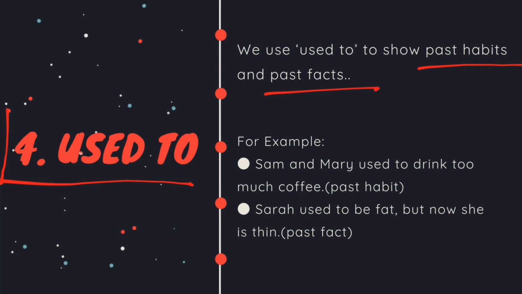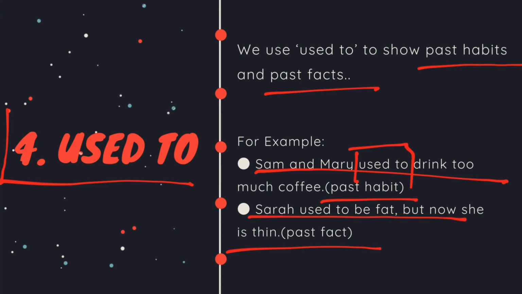Sam and Mary used to drink too much coffee, past habit. So here it is shown a habit, but it is about past, right? It is about past. That is why we have used used to over here. Then the next example, Sarah used to be fat, but now she is thin. So again, here it is talking about a past fact, that Sarah used to be fat, but now she is thin, right? So here it is a past fact. That is why we have used used to over here.